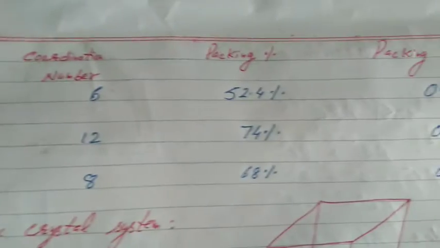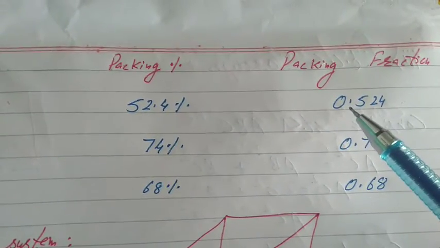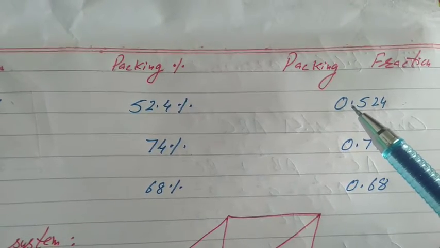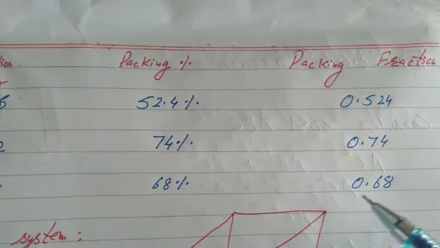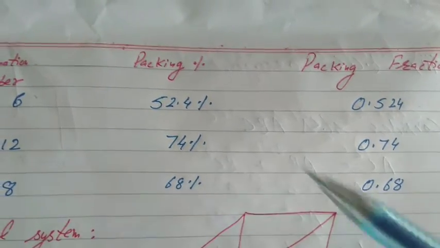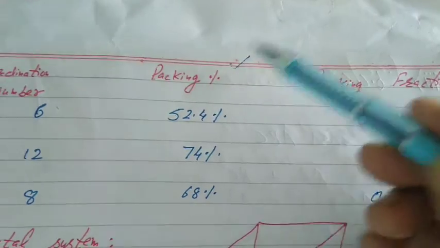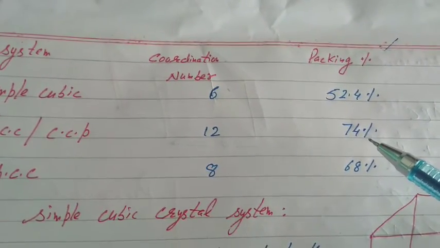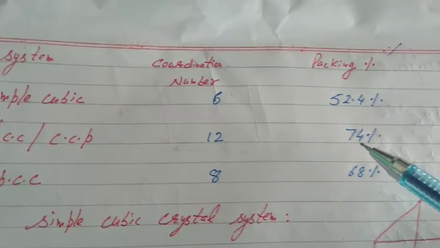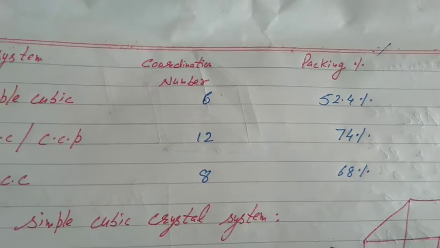For BCC the packing percentage is 68%. When we divide packing percentage by 100 we get packing fraction. Packing fraction for simple cubic system is 0.524, FCC 0.74 and BCC 0.68. Packing percentage is the percentage of the total space occupied by the spheres. In FCC the packing percentage is 74%, which means vacant space in FCC is 100 minus 74, that is 26%.